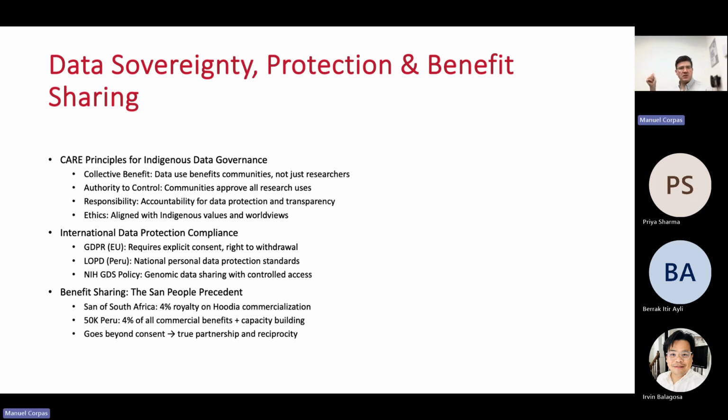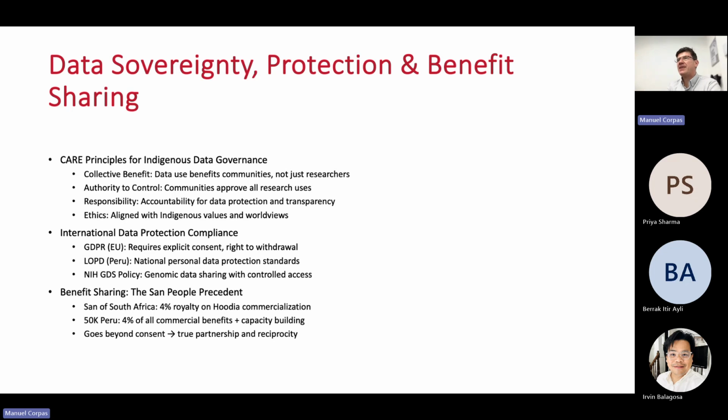We need to consider data sovereignty, which usually has to do with the people that that data belong to, actually. So how do we protect? How do we make it that they benefit? And how do we make sure that data benefits communities, that communities approve the uses?